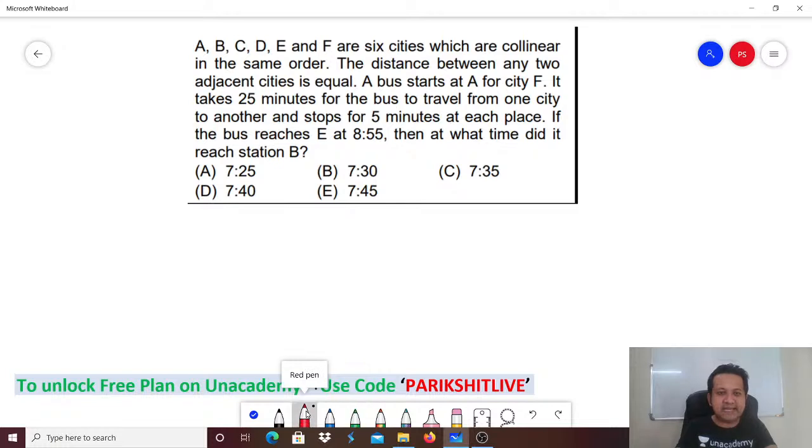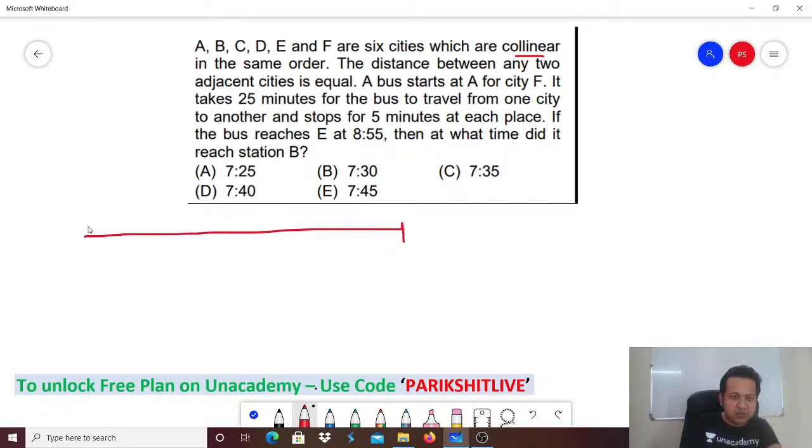A, B, C, D, E, and F are 6 places which are collinear in the same order. When they say collinear, it means they lie in the same straight line. So if you observe, how will they look? Something like this: A, then you have B, C, D, E, and F. The distance between any two adjacent places is equal.